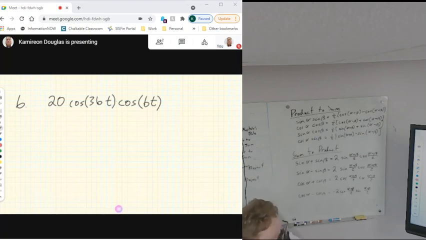Is that B or 16? Thank you for asking that. Yes, it is 16. I wish they would stop doing that. Or we had a different letter that didn't do that.